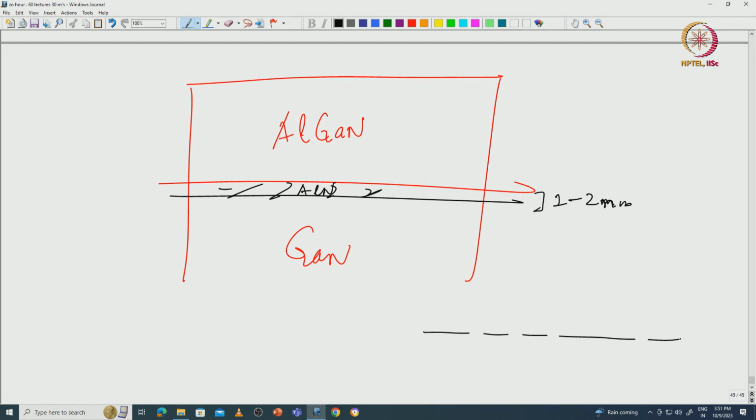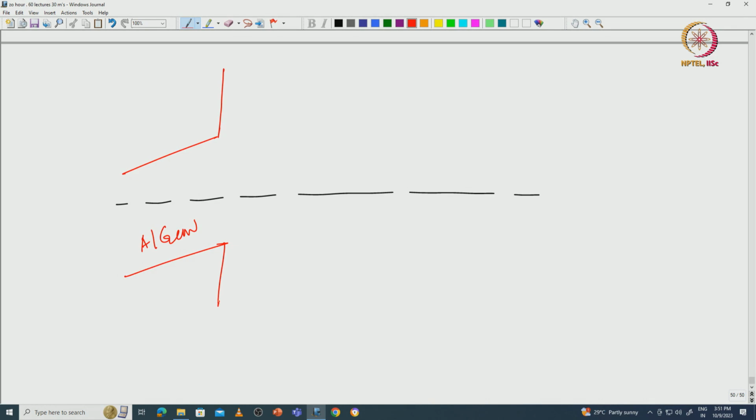If this is a Fermi level, okay, maybe I will draw in the next slide, okay. So suppose this is your Fermi level, right, this is your AlGaN. The AlGaN band will now bend in the opposite direction because there is AlN. AlN has a very large band gap. This is your AlN band gap.